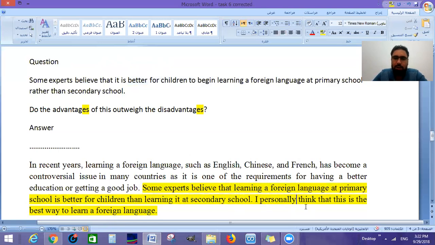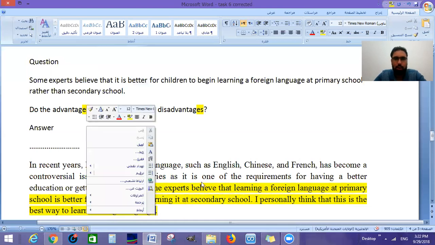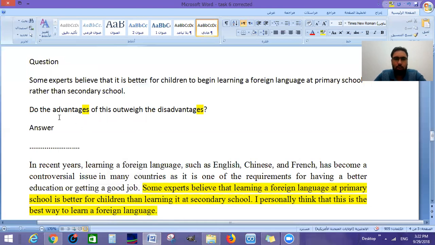So here we are. "I personally think that this is the best way to learn a foreign language." Now, the question says, do the advantages outweigh the disadvantages? It doesn't say what is the best way. I think if you address the question a little bit more directly, it will be better. So we could say that the advantages overshadow the disadvantages. We could say the advantages eclipse the disadvantages.